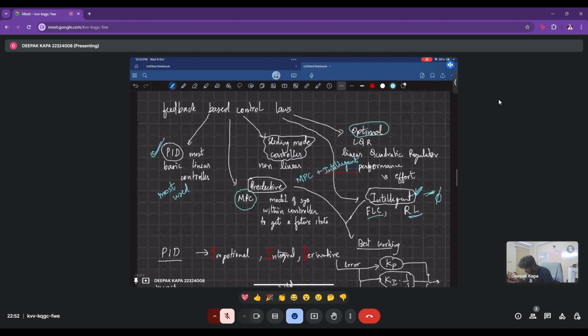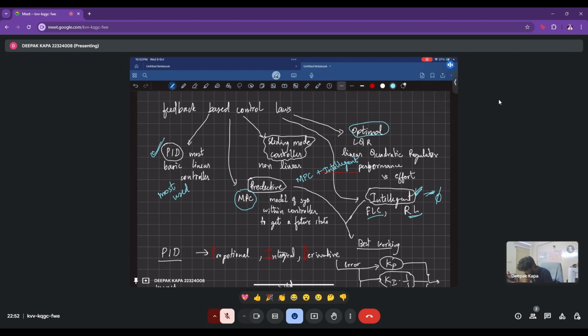Another type of controllers is the model predictive controllers. They're often called MPCs for short. What this does is this controller itself has somewhat of a model of the system within it. So when you feed in the state of the system, it can predict what the future state would be, and based on that, it changes the input, and that is fed into the system.